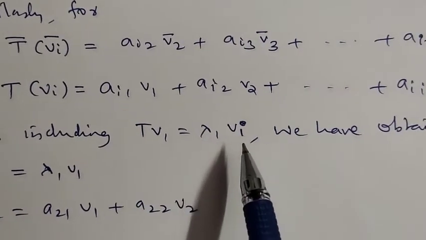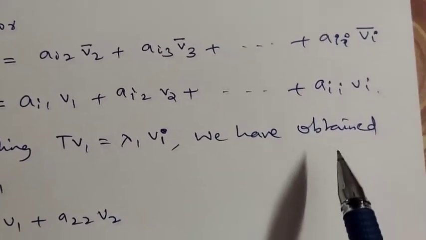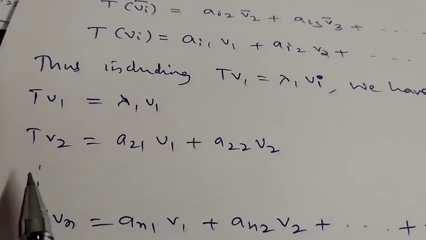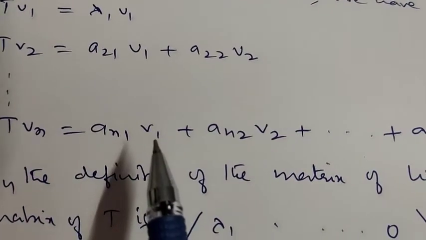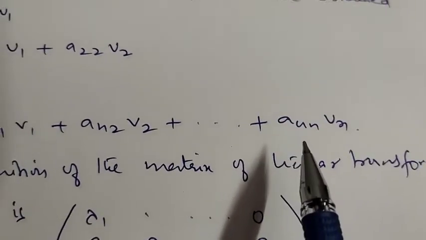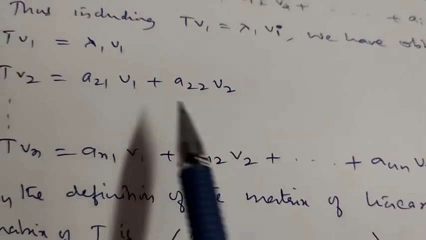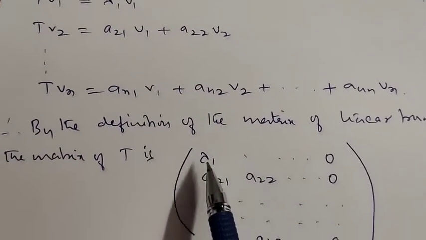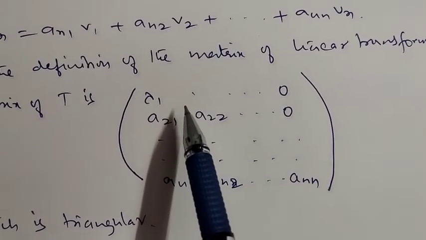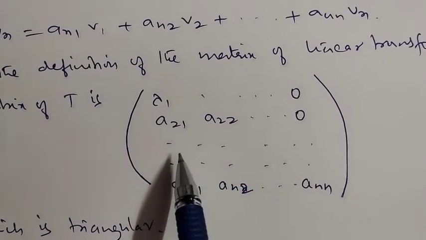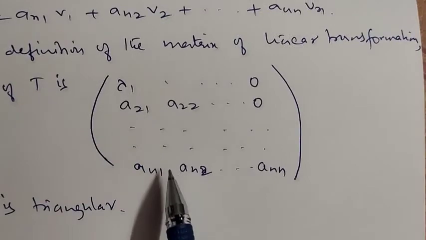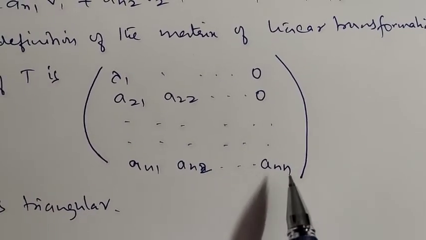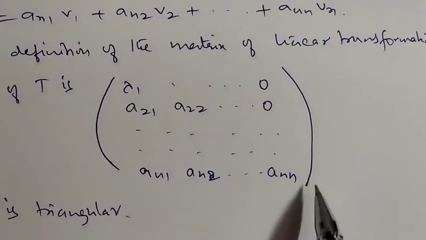T of v1 is equal to lambda 1 v1. We have obtained the system of equations: T of v1 is equal to lambda 1 v1, T of v2 is a21 v1 plus a22 v2, etc., T of vn is an1 v1 plus an2 v2, etc., ann vn. So if we write the above system of equations in matrix form, the matrix is lambda 1 with all other terms zeros. The next row is a21, a22, with the rest all 0. The nth row is an1, an2, etc., ann, which is found to be triangular.